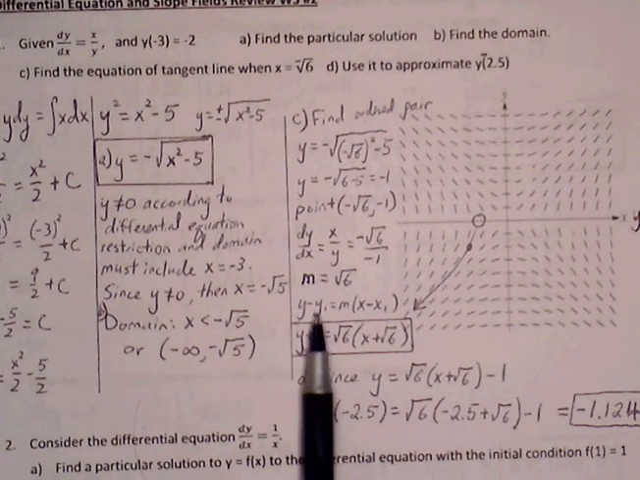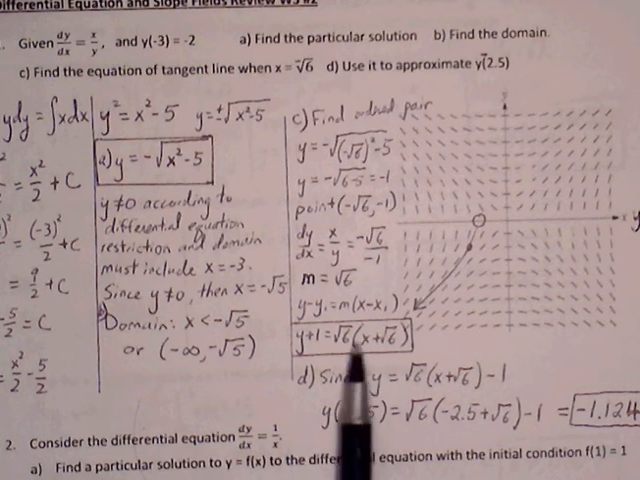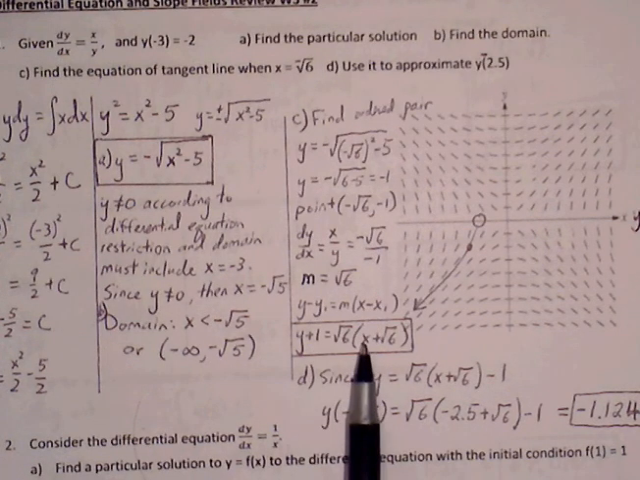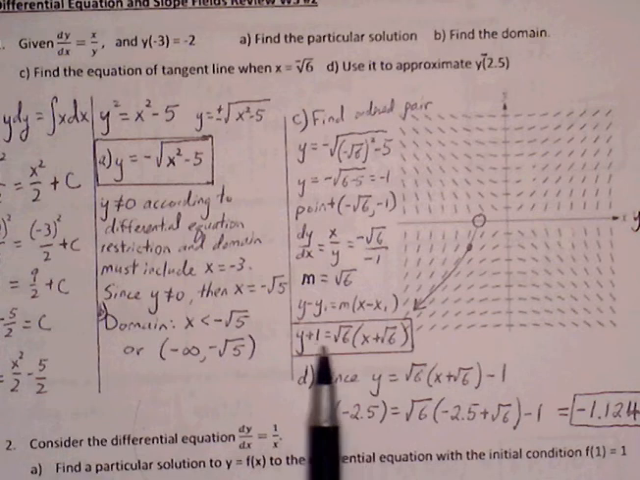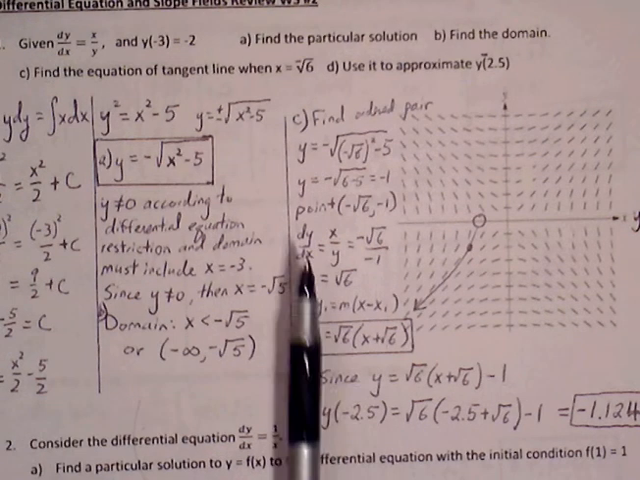So from there, plug into your point slope form. So y plus 1 is equal to √6 times parentheses x plus root 6. So here is our tangent line equation. And then we can go to part D.